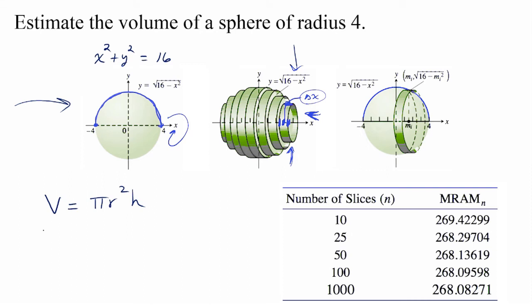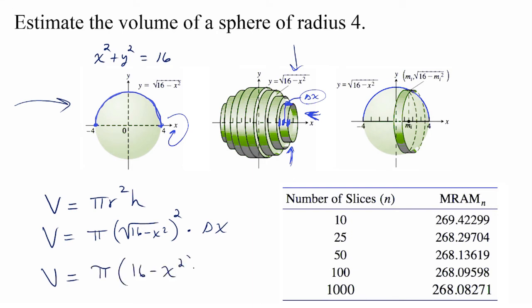Making that substitution, volume will equal pi times radius squared. So that would be the square root of 16 minus x squared, times delta x. And take a look at what happens with our formula. The square and the square root now cancel each other out. That leaves us with volume equals pi times the quantity 16 minus x squared times delta x, where again delta x is completely up to you. That would be the number of cylinders that you're dividing your sphere up into.